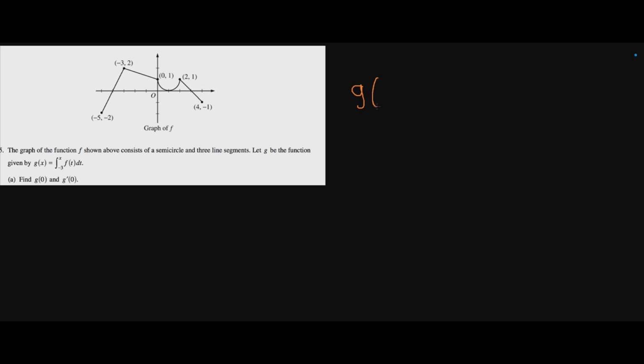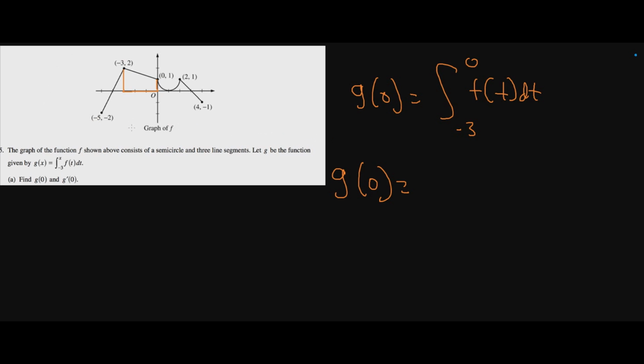g of 0 is equal to the integral from -3 to 0 of f of t dt. This is from most negative to most positive, so I'm feeling pretty good about that. And this is from -1, -2, -3, so really from here to here. And we just got to find the area, because in order to do g of 0, we're doing the area of f of t. Well, my friends, what shape is this?